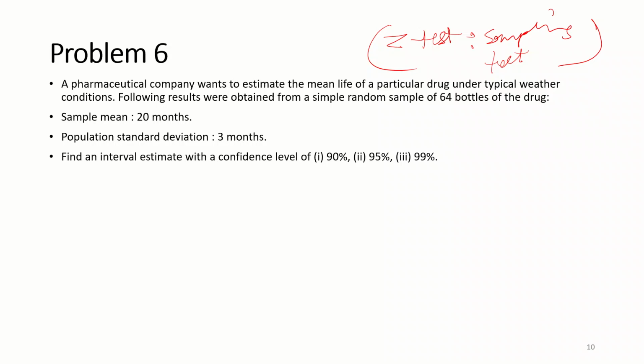If we have the population mean, will it remain the same, or will it be n minus 1? The sample mean is given. Here n is 64, which is greater than 25, so the sample size is large and we have to calculate the z value. These are all questions of z. I have told you that before.